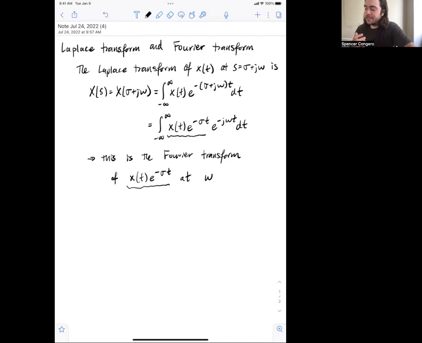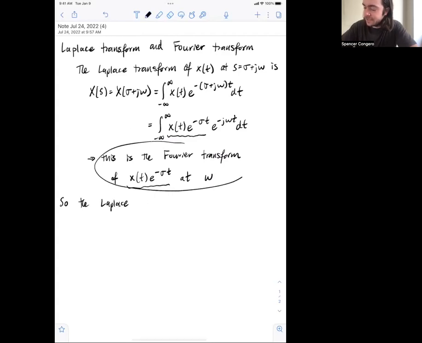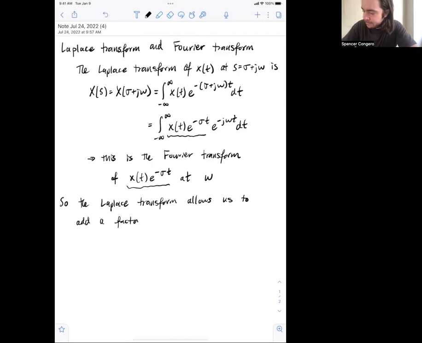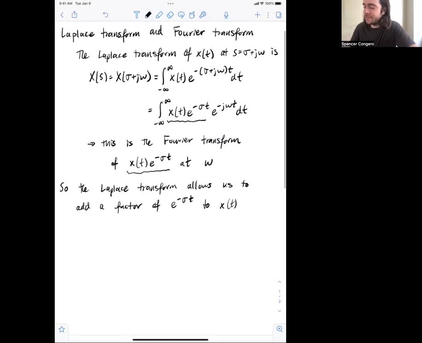Let me summarize what that relationship is. The precise relationship is right here, but this is more of an overview. The Laplace transform, what does it really do? It allows us to add a factor of e to the negative sigma t to our original signal x of t, and then take the Fourier transform of that resulting signal.